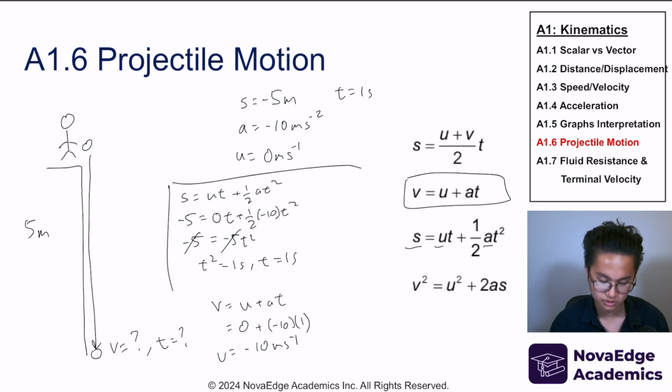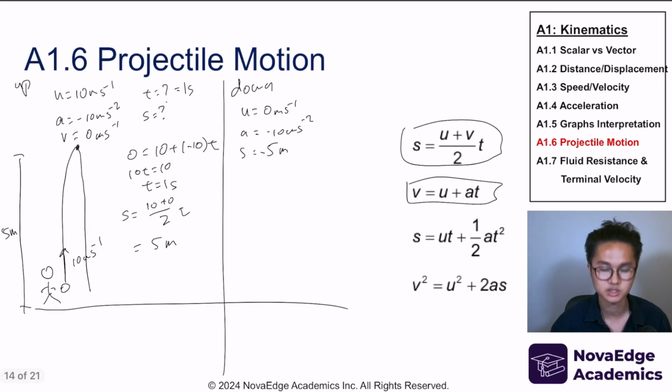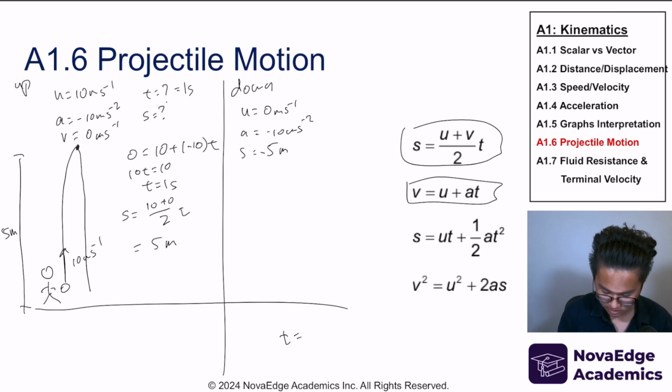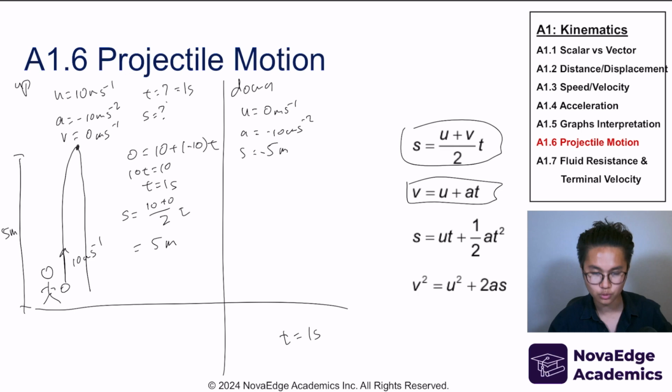So I want you to give this another go and see if you get the same answers as we got here. You'll find that the final answer, t is equal to 1 second again. And so the total time that the ball is in the air for is 2 seconds.